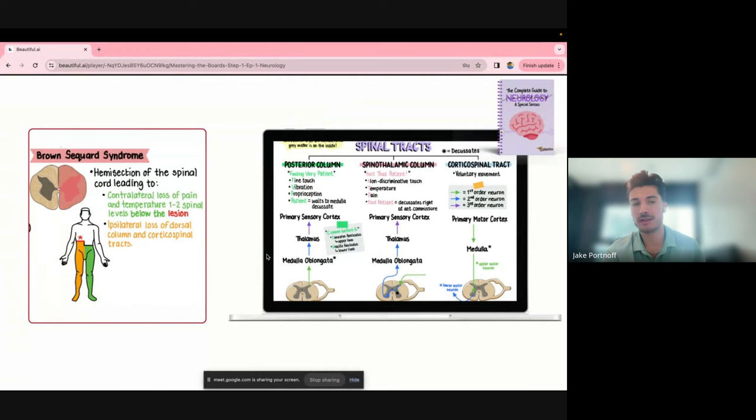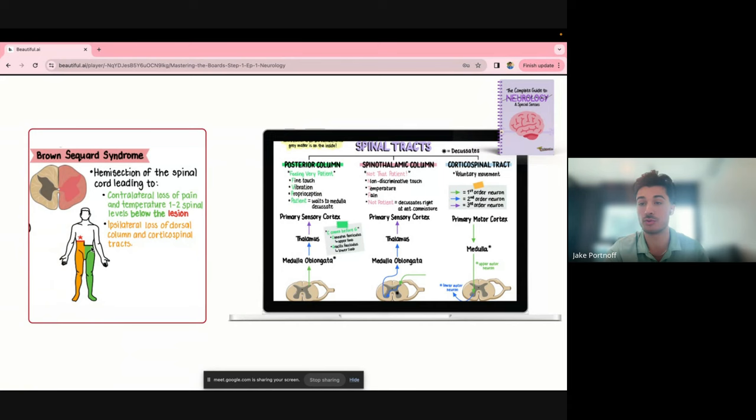I'll put a little bit of a deeper dive into Brown-Séquard on my Discord after this, because I think it does require a little bit more of an explanation and an in-depth analysis. But I hope you guys understand just the basics between our dorsal column, which is going to wait to decussate, and our spinothalamic column, which is going to cross 1 to 2 levels above.